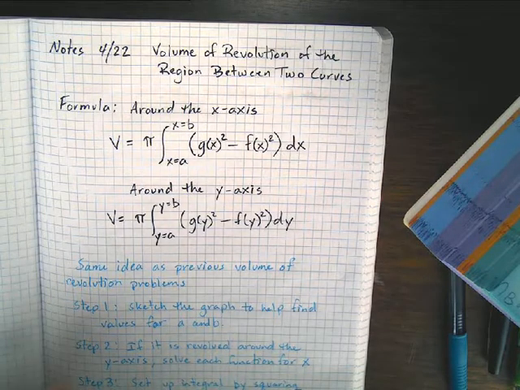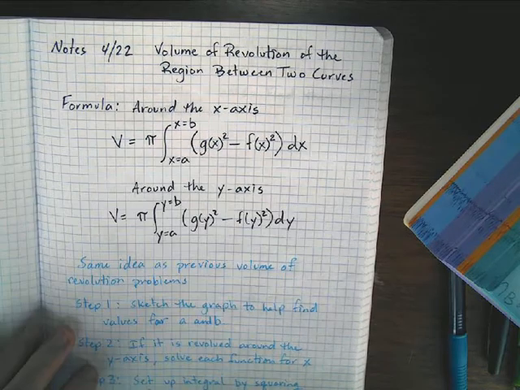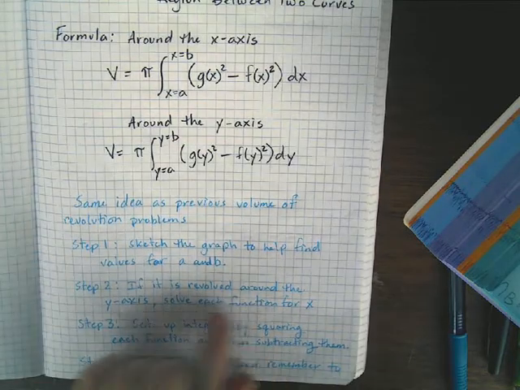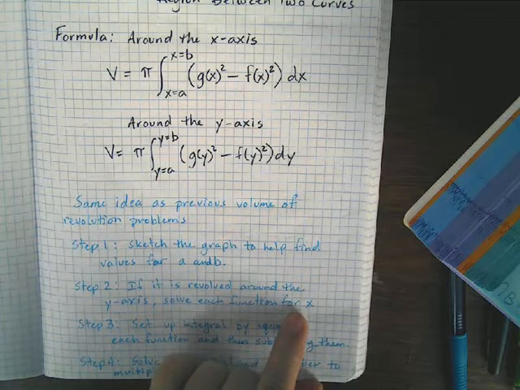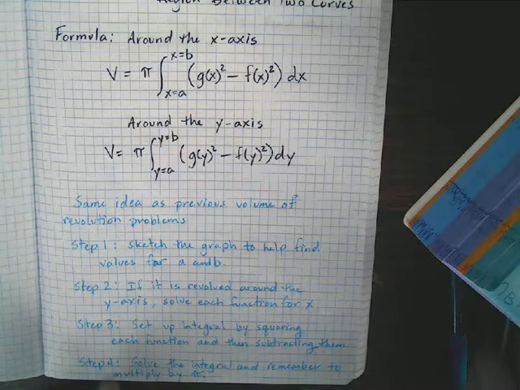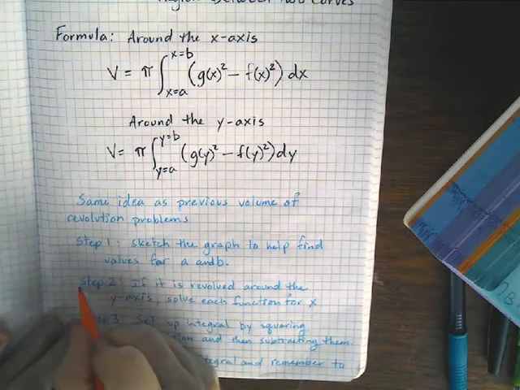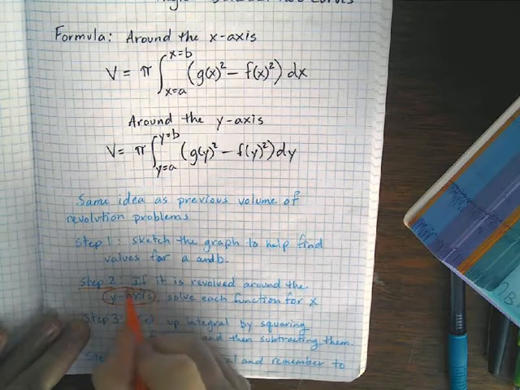If you're being asked to revolve around the y-axis, you have to make sure you rewrite your functions so that they're in x equals form instead of y equals form. So just watch out for that if it is revolved around the y-axis. This is an extra step, and it's only if you're revolving around the y-axis.